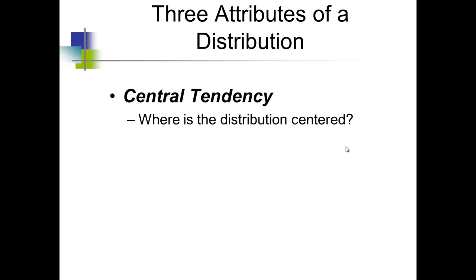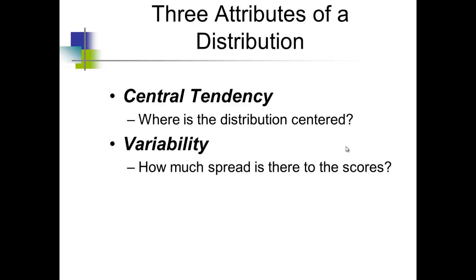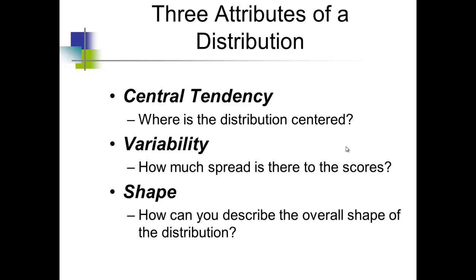All right, so moving on, we have three attributes of a distribution. We have central tendency, variability, and shape. Central tendency is where a distribution is centered. Variability is how much spread there is across the scores, and shape is how you can describe the overall shape of the distribution.